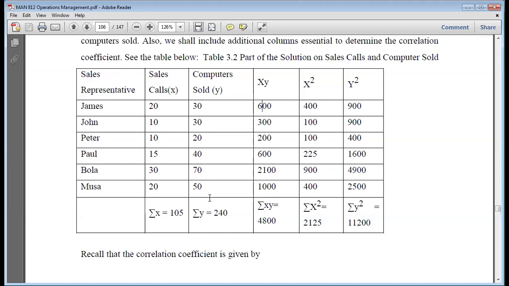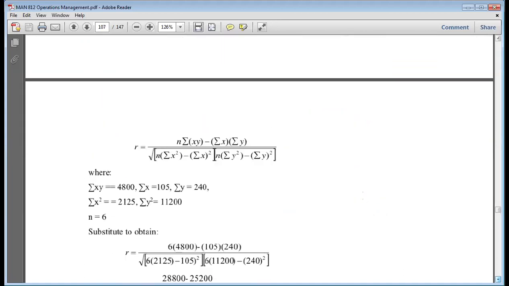Then the summation of SY, which is all this summed. The summation of S square, you solve all this, you get it. The summation of this, you get it. So you substitute it to get your R, which is this formula, where N is 6. And the summation of SY is 4,800, which is what you get, minus the summation of S, which is 105, times the summation of Y, all over the square root of N, which is 6.